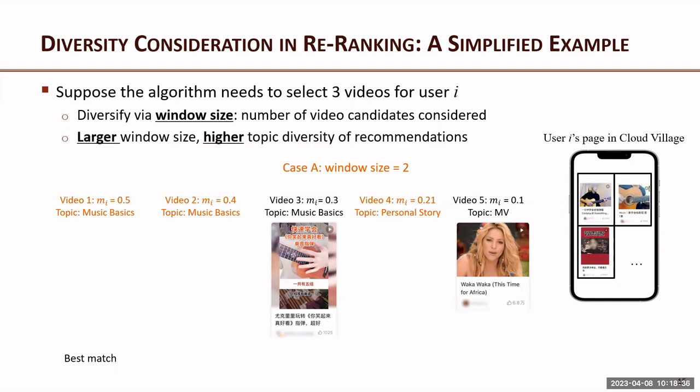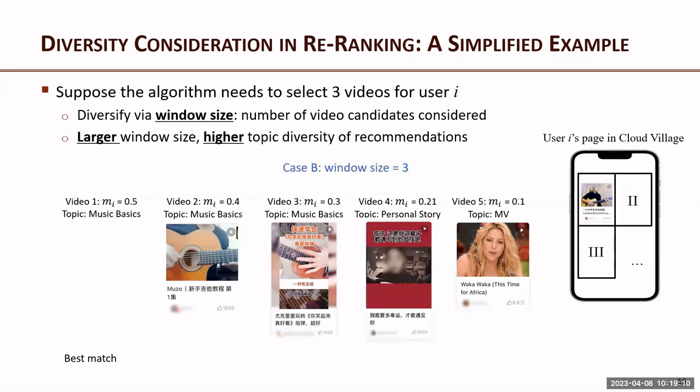And we can imagine that as this window size increases, the consideration set for one recommendation position will be enlarged. Therefore, it's more likely for the algorithm to select one video which has a more diversified topic than the previous recommendations. Therefore, the topic diversity of recommendations will be higher. Let me also explain that through an example. Suppose now we increase the window size from 2 to 3, and the first recommendation is still the best match.